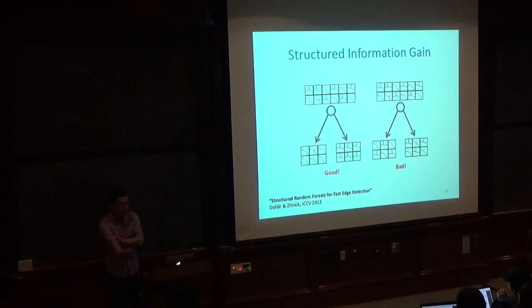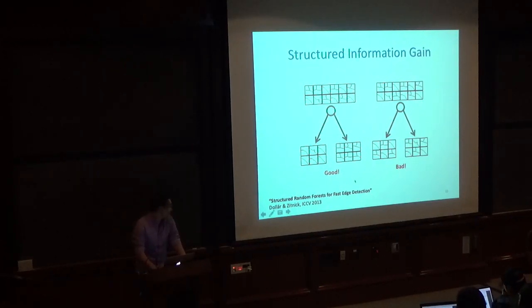Okay, so the way that the authors of this paper, Structured Random Forests for Fast Edge Detection, decided to go about this problem, and this was published at a top computer vision journal about 5 years ago, is as follows. By the way, Piotr Dollar was a postdoc here at Caltech. He is now at Google DeepMind.